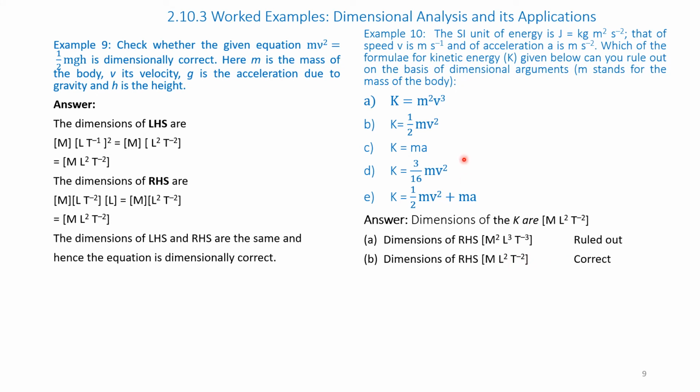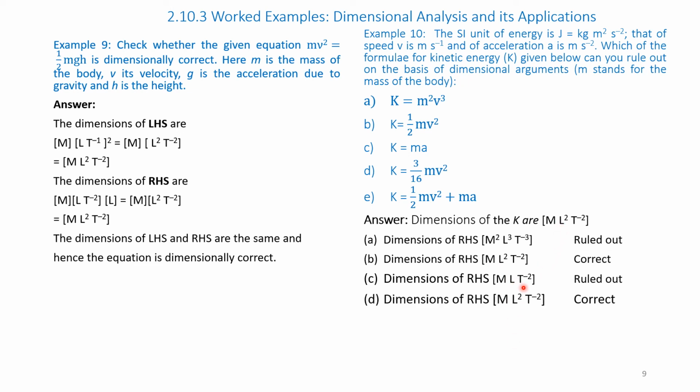Dimensions of the right hand side in case number 2 is M L square T to the power of minus 2. This is correct. K is equal to half mv square is correct. For K is equal to ma, it is M L T to the power of minus 2. So the right hand side is single L, the left hand side is L square. So it is not correct.